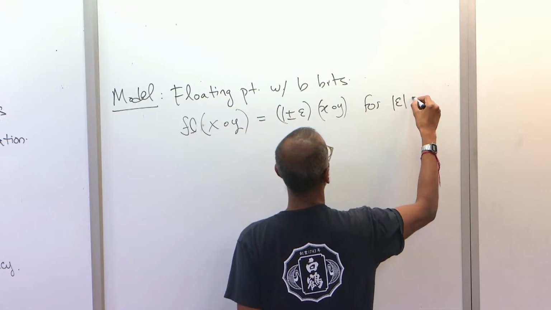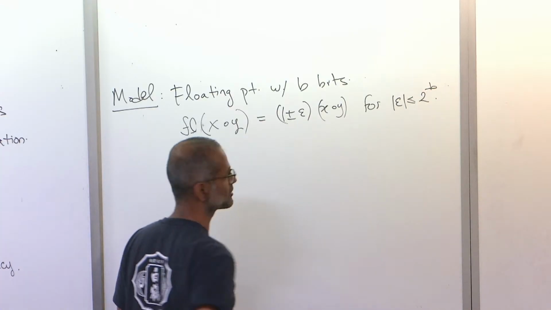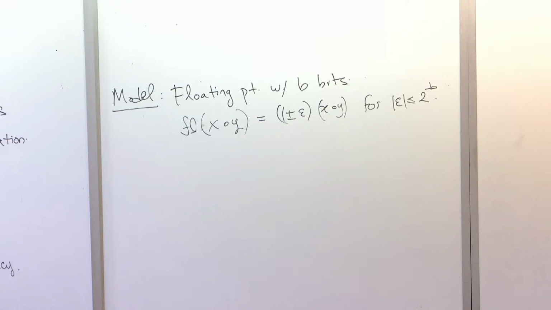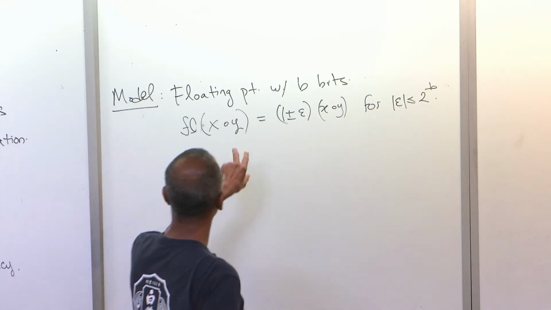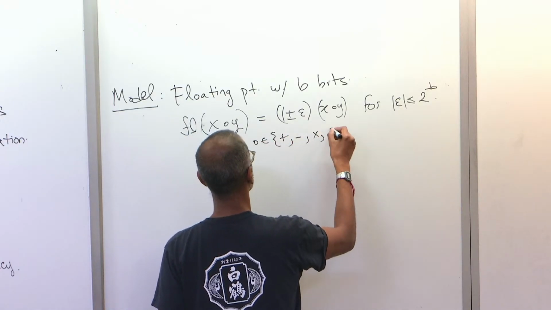For some epsilon, which is arbitrary, but smaller than 2 to the minus b, where b is the number of bits of precision. This is an idealized model of floating point arithmetic, but it's not that far from the truth. So it's an arbitrary operation? Oh yeah, so this circle is addition, subtraction, multiplication, division.